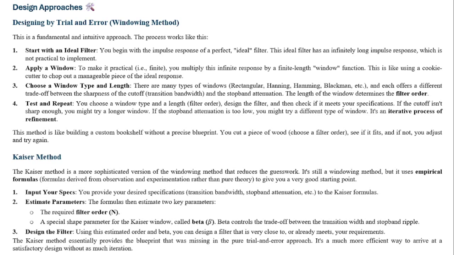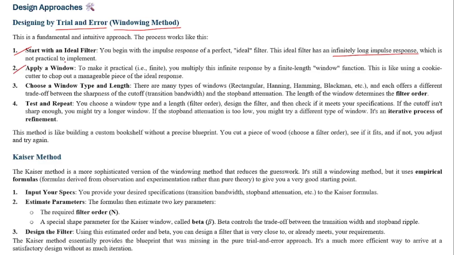The two common methods for designing FIR filters include design by trial and error, which is basically the window method. In the windowing method, we start with an ideal filter. As we have discussed, ideal filters are basically analog filters, so they have an infinitely long impulse response. Implementing this is not possible, hence we have to apply a window.